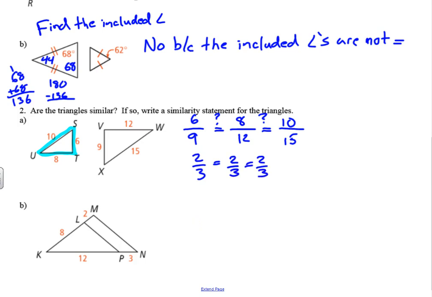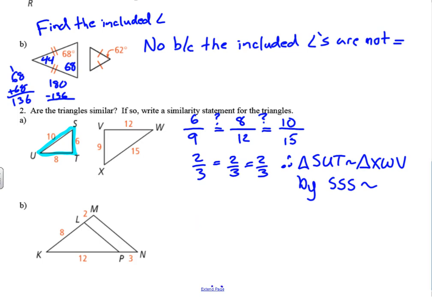So therefore, we could say that triangle, let's go with SUT, is similar to triangle XWV. If we started with S, S would correspond with X, and the reason would be by side, side, side similarity.